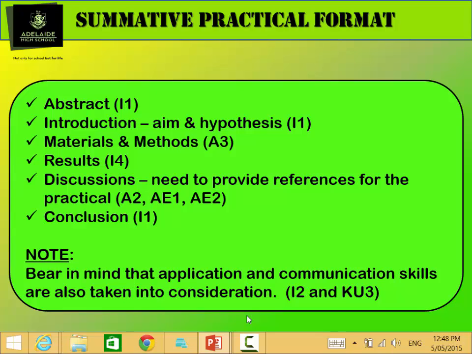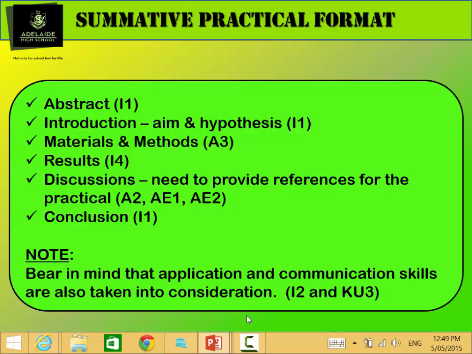This is the important part here. Please pay attention because this is what you need to write in your practical report. You have your abstract that you need to write. You have an introduction, aim and hypothesis included, materials and methods, results, and the discussion. In your discussion section, you need to provide references for the practical, and after that, you conclude.